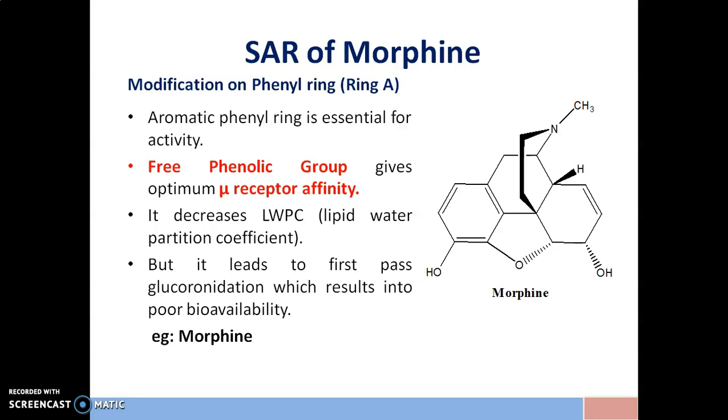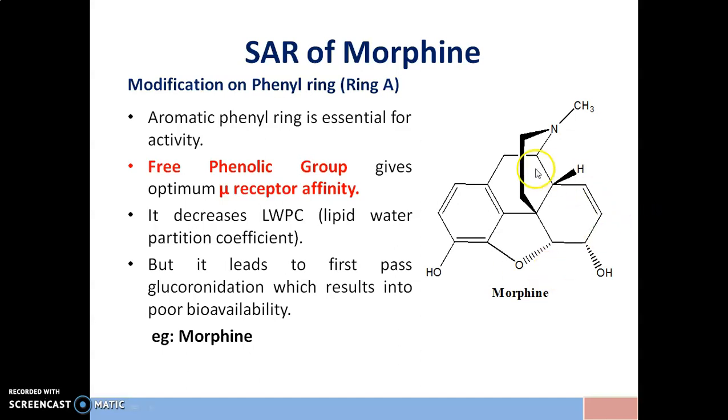Now let us discuss the SAR. The first point is modification on phenyl ring, that is ring A. This aromatic phenyl ring is essential for activity. The free phenolic group gives optimum mu receptor affinity. It decreases the lipid water partition coefficient, but it leads to first pass glucuronidation, which results in poor bioavailability.